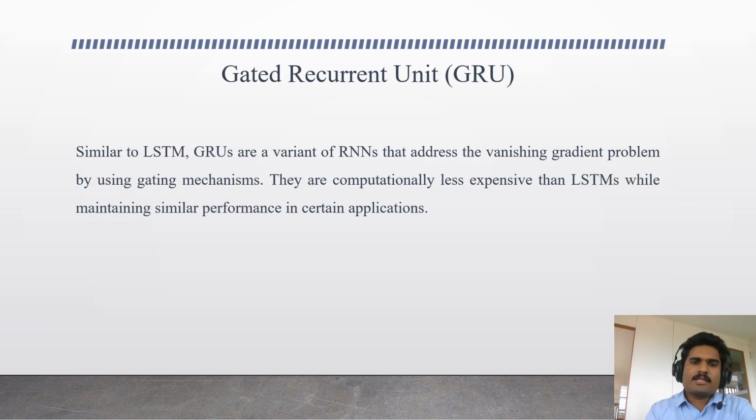And the fifth one is the gated recurrent unit, GRU. It is similar to LSTM. GRUs are a variant of RNN, so it is not exactly an RNN, just a variant, and it addresses the vanishing gradient problem by using a gating mechanism. They are computationally less expensive than LSTM while maintaining similar performance in certain applications. So LSTM is more expensive, and this one is not that expensive. That is an advantage for the GRU.